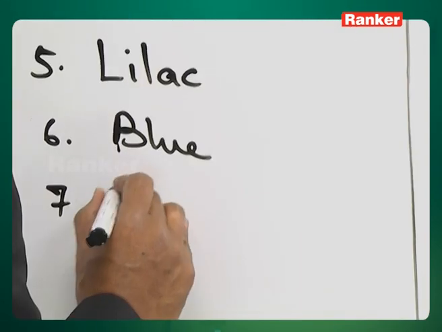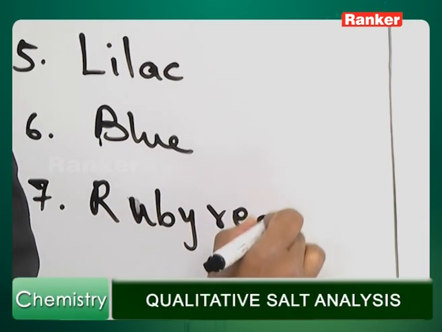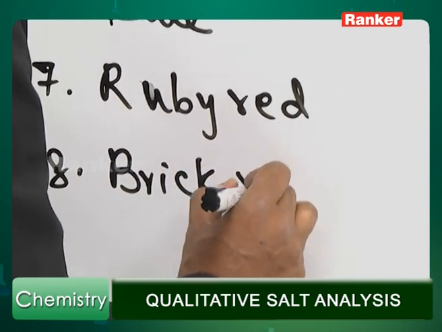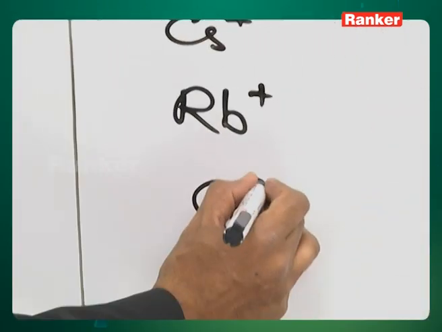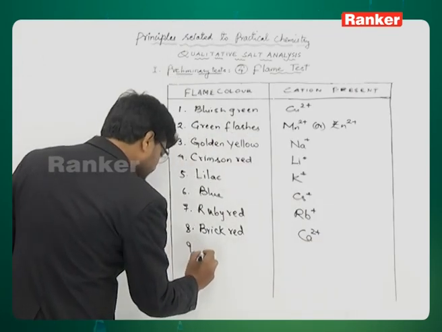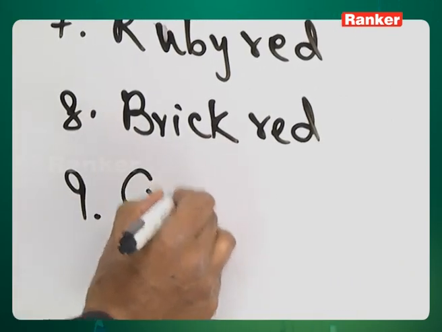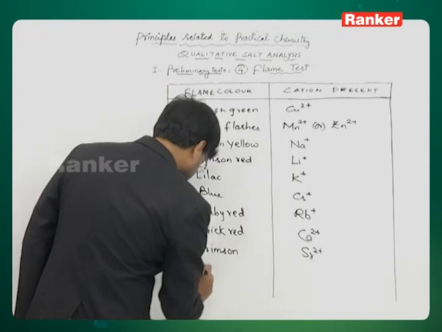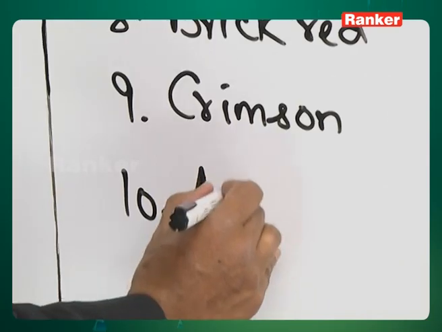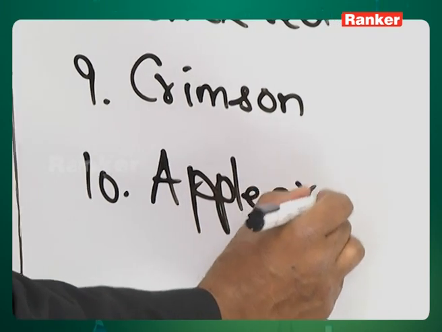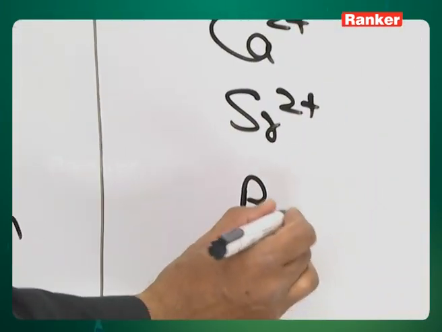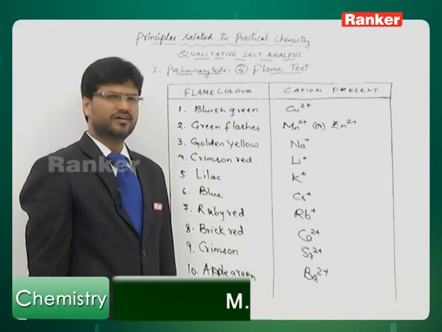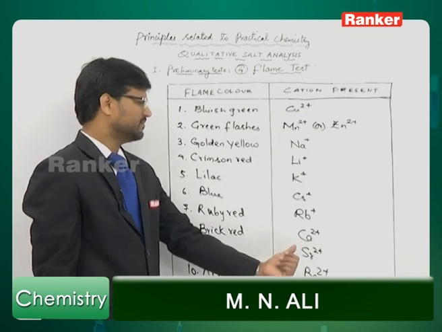If it is ruby red, it must be rubidium salt. If it is brick red, it must be calcium salt. If it is crimson, strontium. If it is apple green, it must be then barium salt. So this is the list of various flame colors with the cation present in the salt.